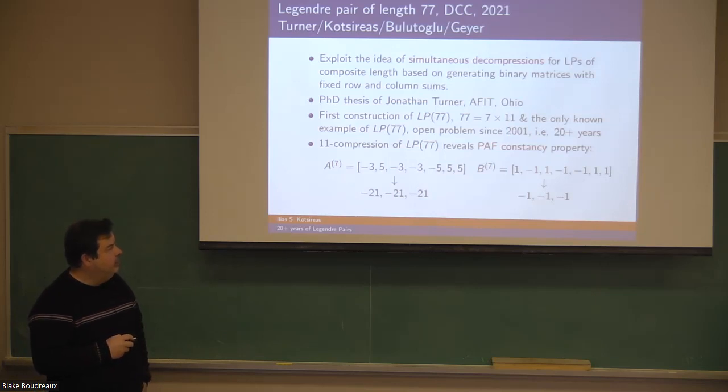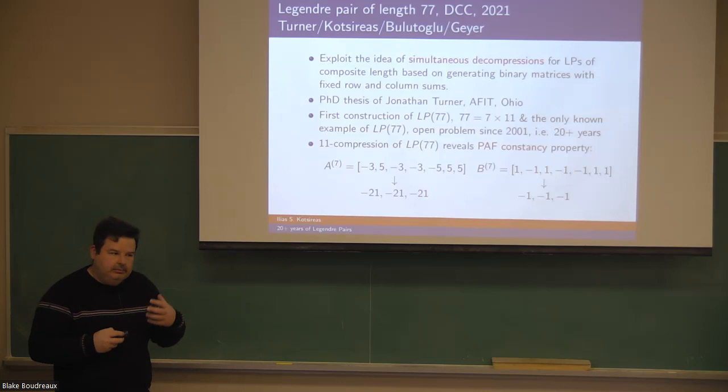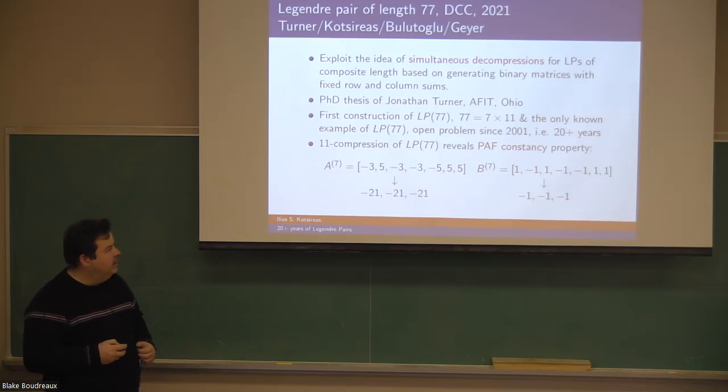The point of working with this computational approach is that you can unravel some new ideas, or start looking for properties that you've never seen before. So with the 77, when we computed it, then we took the 11 compression, obviously, and the 7. And here is the 11 compression.